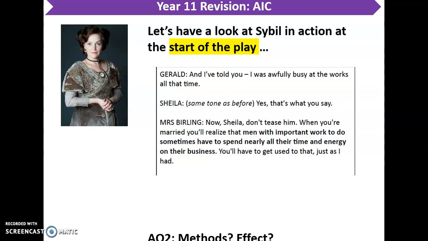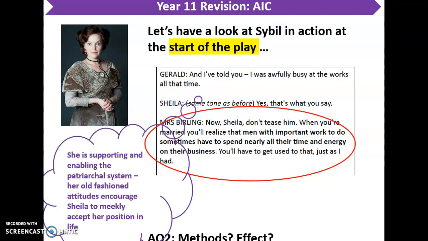And finally, at the start of the play, we have Mrs. Birling saying to her daughter, don't tease, Gerald. When you're married, you'll realise that men with important work to do sometimes spend nearly all their time and energy on their business. You'll have to get used to that, just as I had.